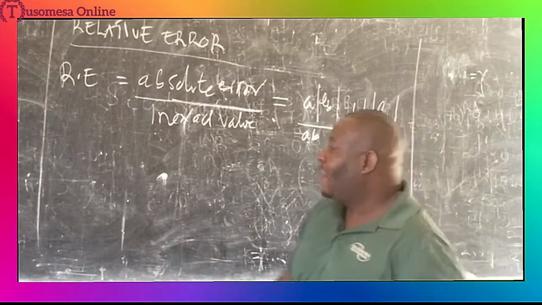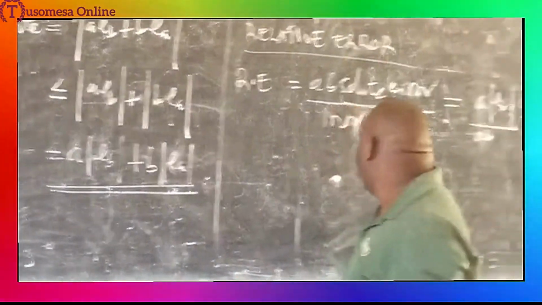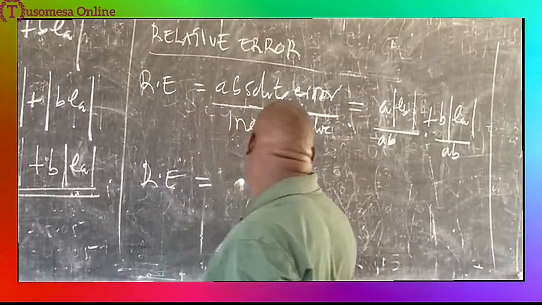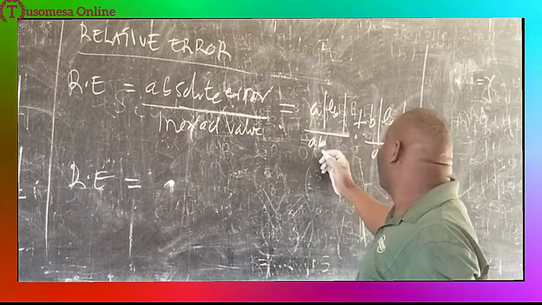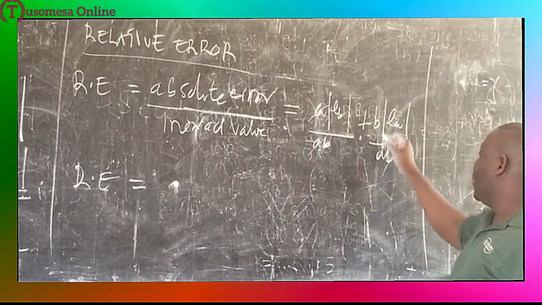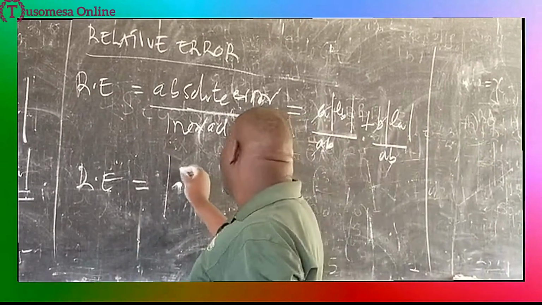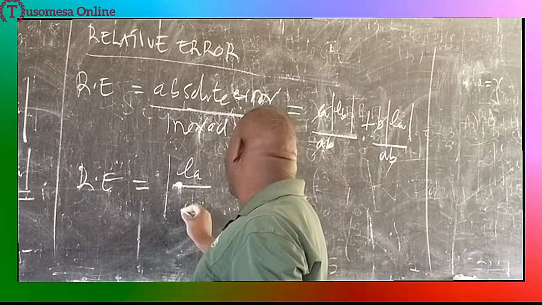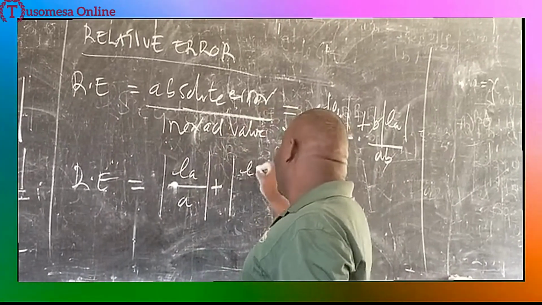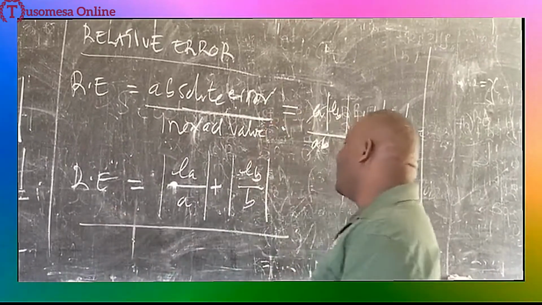We divide by the working value here, by the working value there. So here we make the relative error. Here, this A will cancel with the A, then this B will cancel with the B. Then the relative error is equal to the error in A over the value of A plus the error in B over the value of B. And that is the general statement.